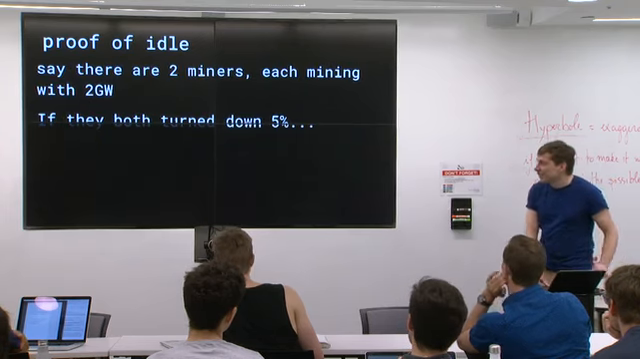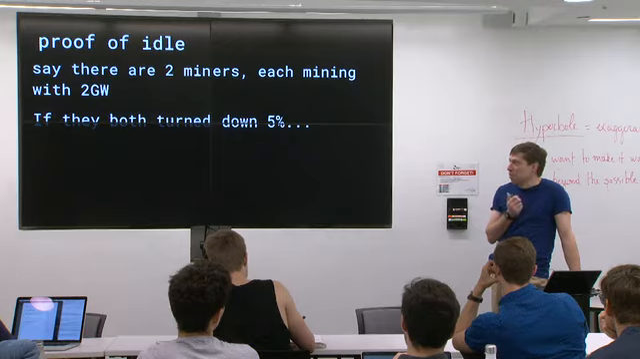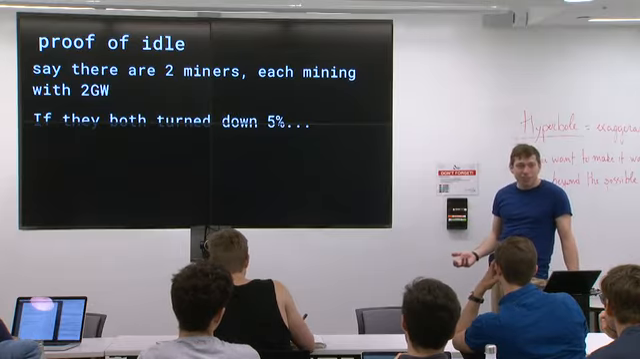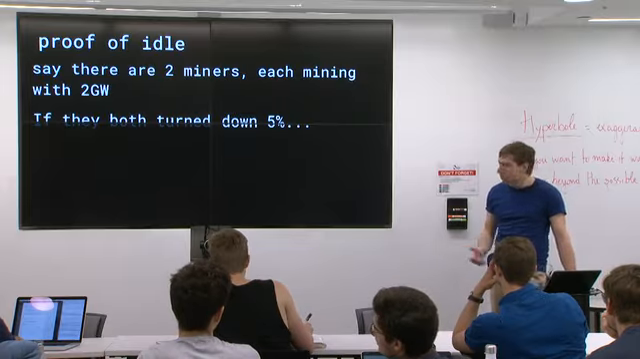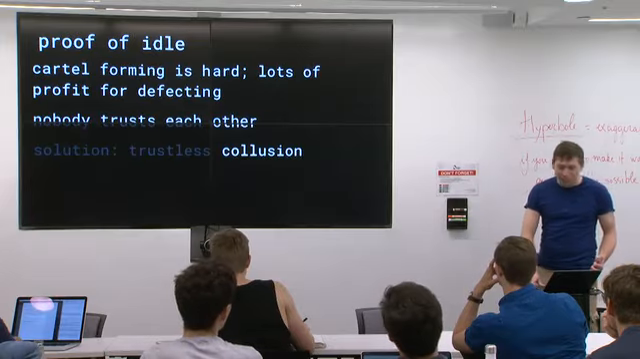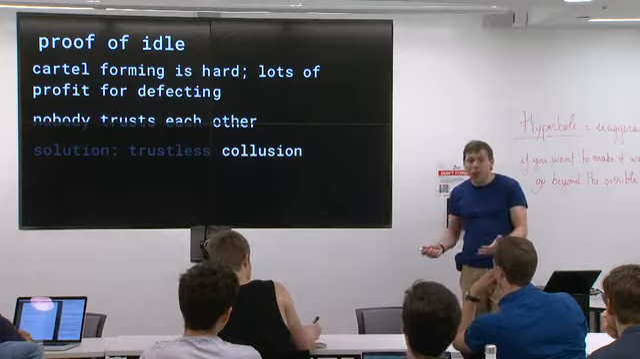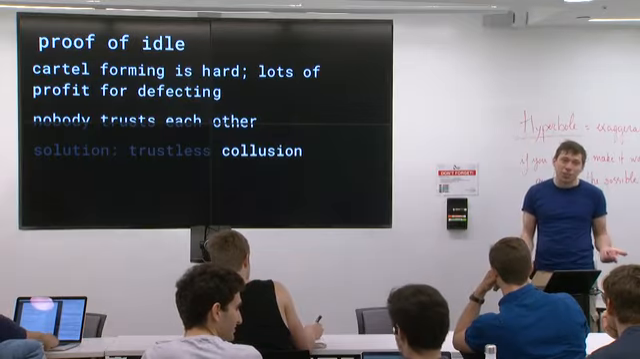So let's say there's 2 miners, and there's probably some more, and each mining with 2 gigawatts. And they both think, well, wait, if we both turned our mining down 5%, we'd still get the same amount of coins, but we'd be using 5% less electricity. We should have a meeting, maybe some kind of cartel. So this is sort of OPEC, right? This is a classic cartel. If we all restrict our output, we can raise prices and reduce our costs.